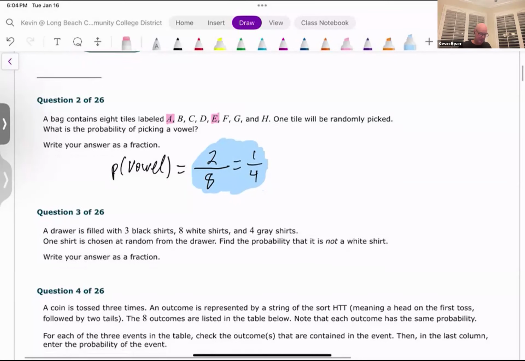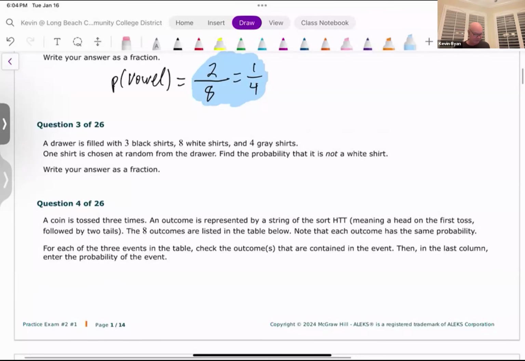All right, number 3. A drawer is filled with 3 black shirts, 8 white shirts, and 4 gray shirts. Before I do anything, I'm going to add those up to get my denominator. And that looks to me like it is 15. Okay, it says 1 shirt is chosen at random from the drawer. Find the probability that it is not a white shirt.